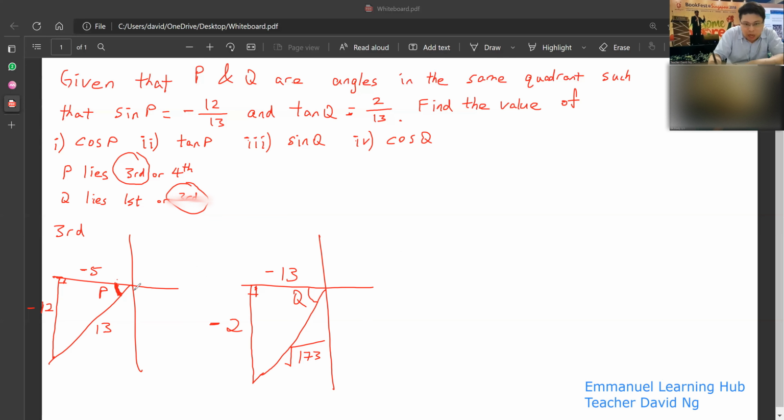Usually for me, once I establish a triangle, I always have a habit of writing sine, cosine, tangent out. Sine P is opposite over hypotenuse. Cosine P is adjacent over hypotenuse. Clear? Tangent P will be opposite over adjacent. Negative 12 over negative 5 is 12 over 5. Certain things can do mentally. So you just write out like that. Then here will be sine, cosine.